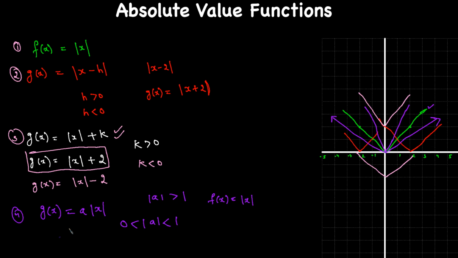And another thing is, let me choose yellow, if a is greater than 0, then the graph of this function opens up. Okay, for the positive values of a, the graph will be opening upward. But if it is less than 0, then it opens down. Okay, like if a is negative, then the graph will look like this, it will open downward, so it will be a reflection along the x-axis of the original function.